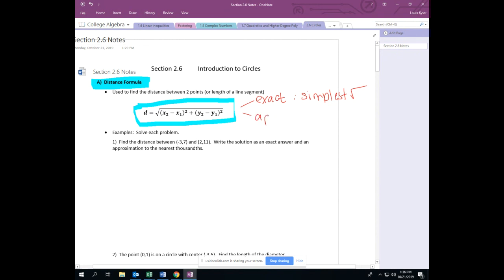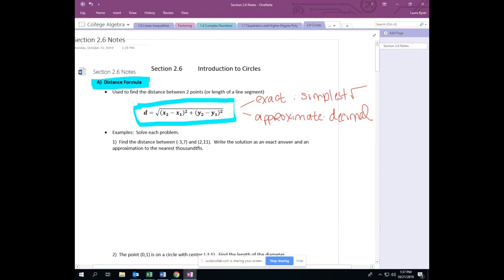The other one is the approximate. The approximate solution is going to be the decimal equivalent of the radical. If it's not a perfect square and you take the square root in the calculator, you're going to get this big, long decimal, and it's going to need to be rounded. So you're just going to round it to whatever the appropriate decimal place is based on what you're being asked. So this is going to be a decimal, and that'll come right out of the calculator.